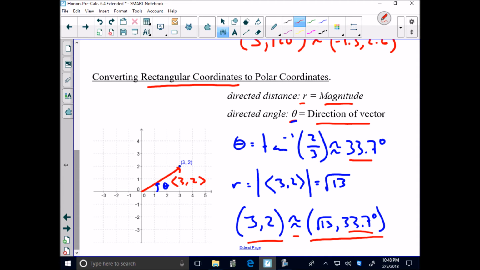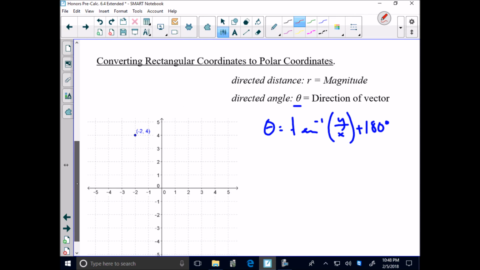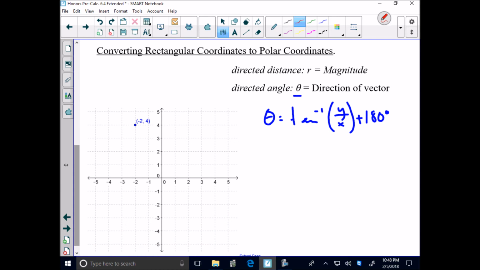So, all right, guys, we're going to let you try a couple of these. We're going to have you convert polar coordinates to rectangular coordinates, and then down here in our second example, we are converting rectangular coordinates to polar coordinates. The thing we want to take note of here is because we're going to extend our vector into the second quadrant, we want to remember that it's not just inverse tan of the vertical component divided by the horizontal component. We also have to add 180 degrees to get that directed angle, or that theta, for our polar ordered pair. All right, guys, we're going to pause the video here and let you give this one a shot.